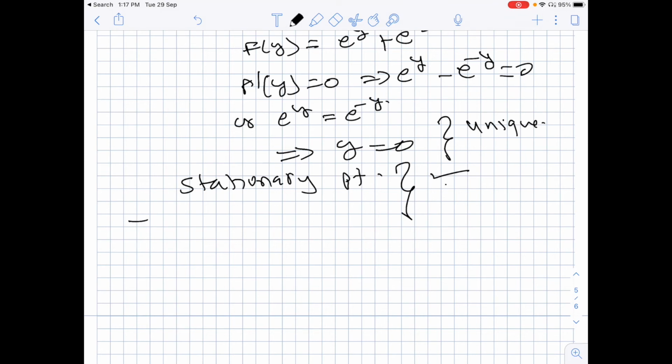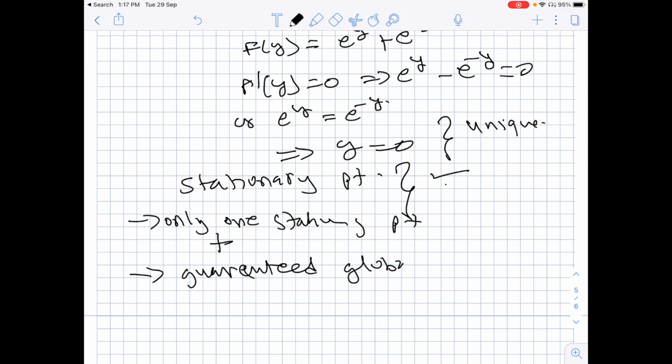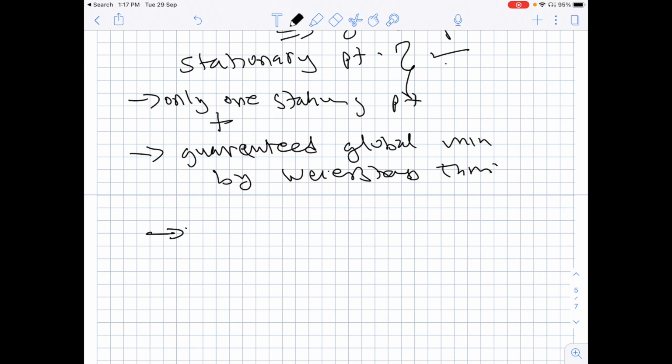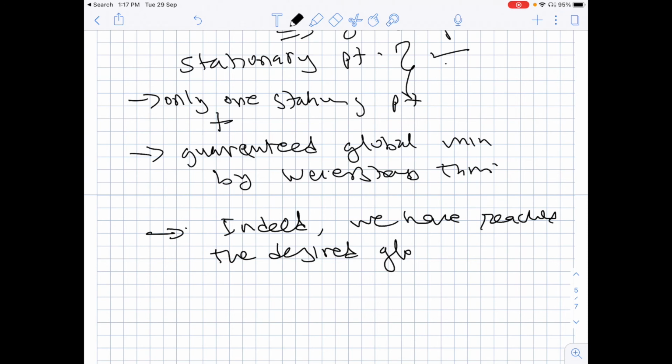And there is only one stationary point, plus a guaranteed global minimum by Weierstrass theorem. So when you put these two things together, what is the conclusion that you get? Indeed, we have reached the desired global minimum.